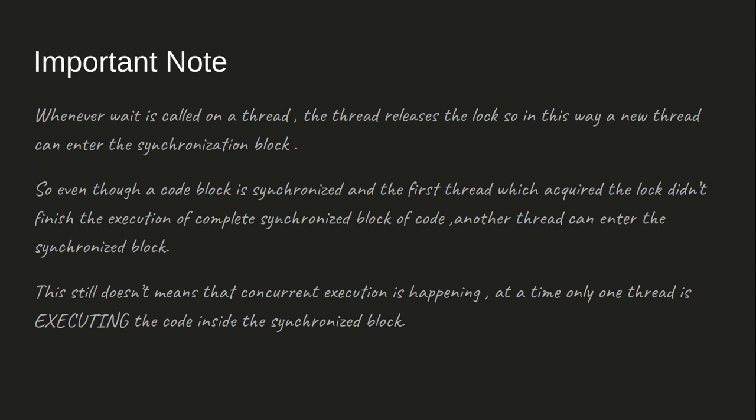Now whenever wait is called on a thread, the thread releases the lock. So in this way a new thread can enter the synchronization block. You should always remember this: till now what we studied is that inside a synchronization block only one thread can be at a time. Here, although a thread hasn't completed its entire execution of the code, a second thread has entered. So even though a code block is synchronized and the first thread which acquired the lock didn't finish the execution of the complete synchronized block, another thread can enter the synchronized block. How can it happen? The wait method is called in between the synchronization block of the first thread which acquired the lock, and since that thread releases the lock after the wait method is called, the second thread can acquire the same lock and enter the synchronization block.